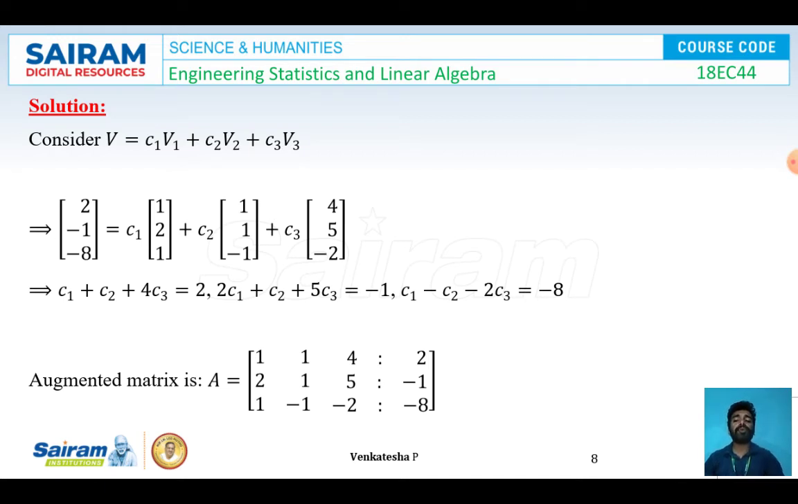Now I am going to reduce this matrix into echelon form by using a series of row transformations. The first step in the echelon form is converting the first entries of the second and third rows to 0.